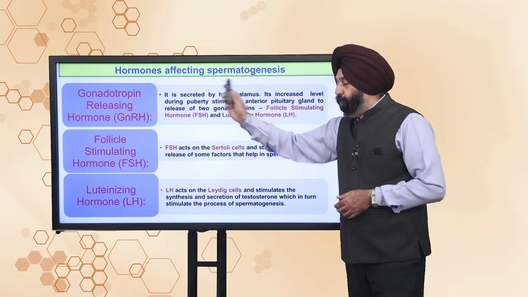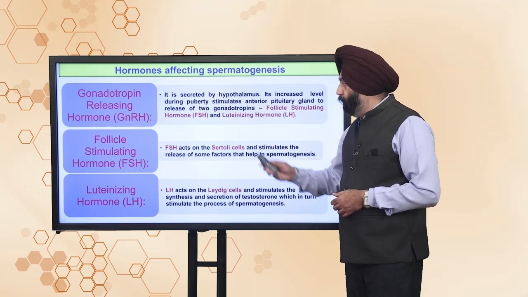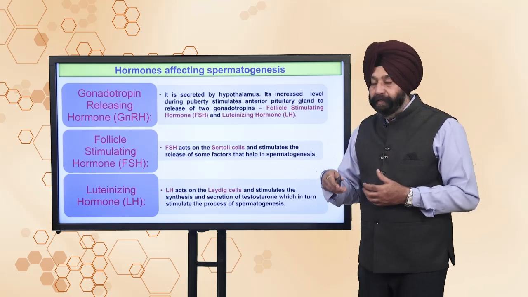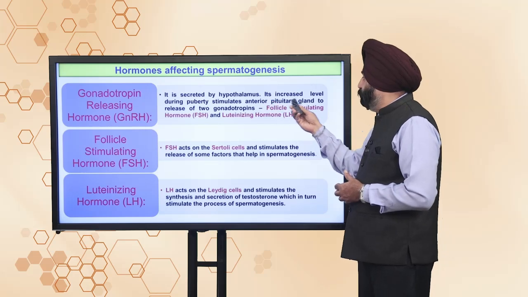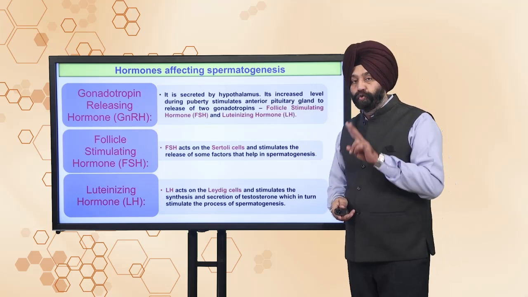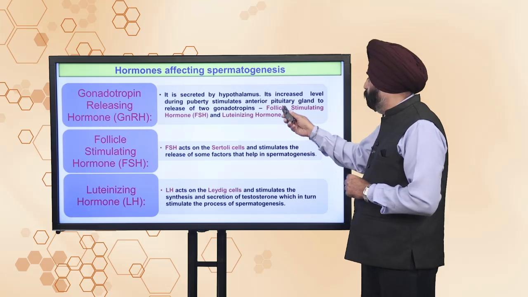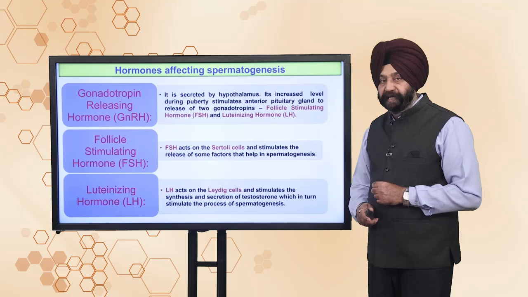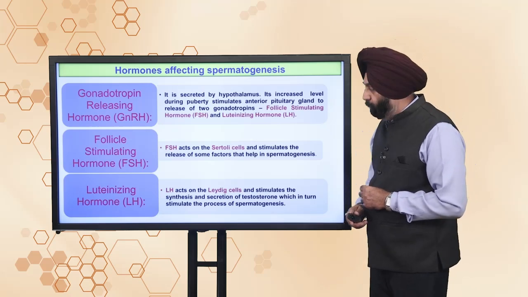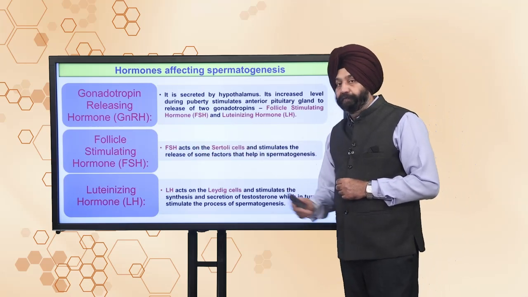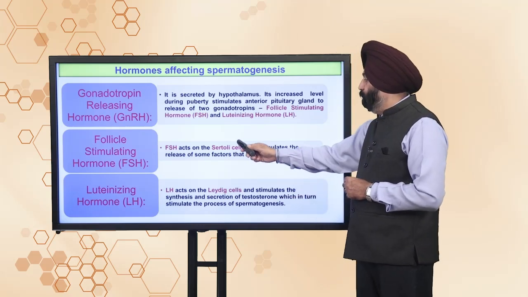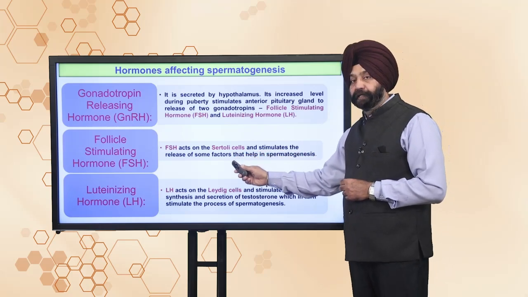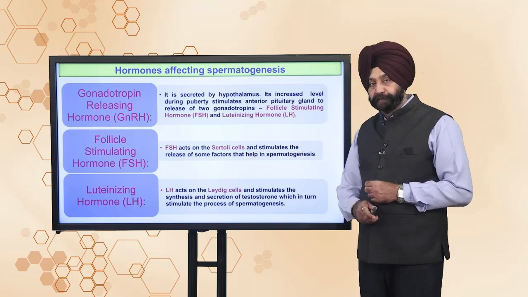The first is gonadotropin releasing hormone. It is produced in the hypothalamus and its increased level stimulates the anterior pituitary gland to release 2 more hormones. They are follicle stimulating hormone and luteinizing hormone. Let us see the effect of follicle stimulating hormone. FSH stimulates Sertoli cells, as a result of which certain factors are released that help in spermatogenesis.